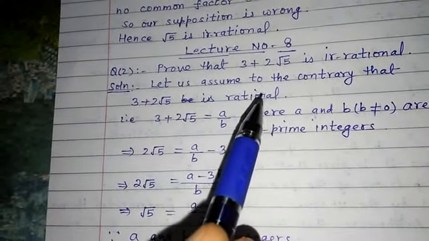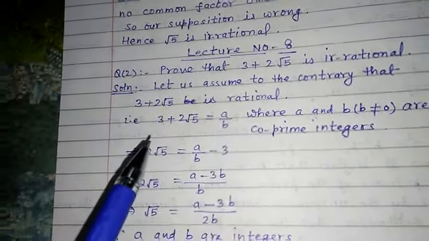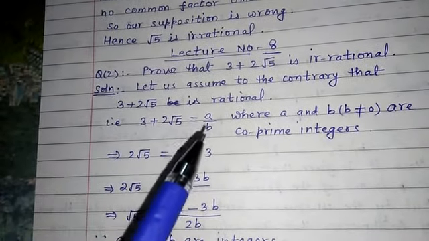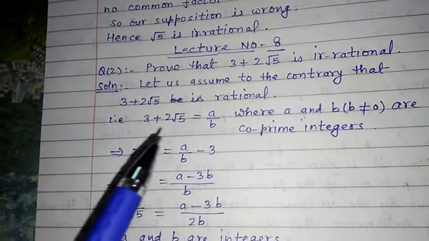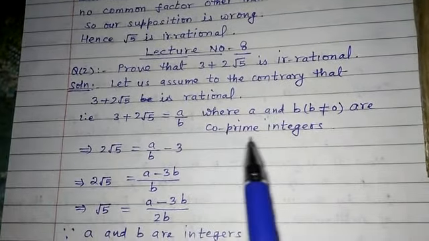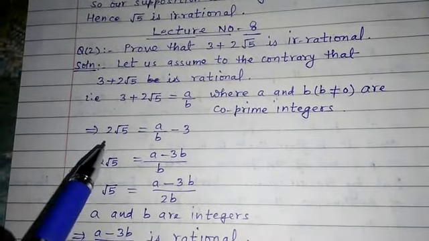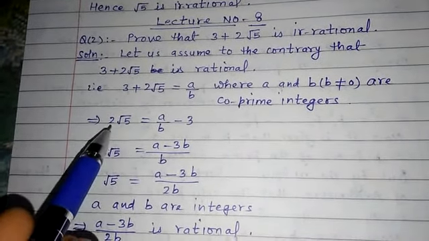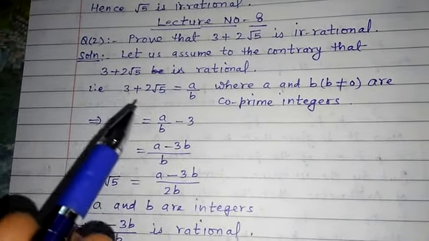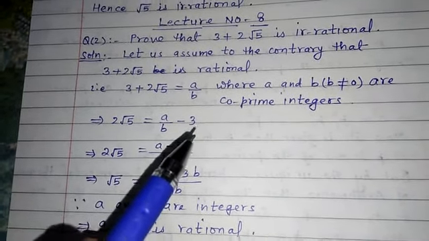For a few moments, let us take 3 plus 2 root 5 to be a rational number. That is, 3 plus 2 root 5 must be of the form a by b, in the form of p by q, because it is a rational number, where a and b are co-prime integers and b is not equal to 0. So now we can write it as 2 root 5 equal to a by b minus 3, transferring 3 to the right side. So it becomes a by b minus 3.